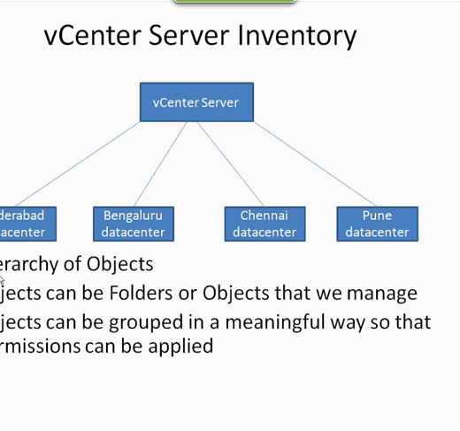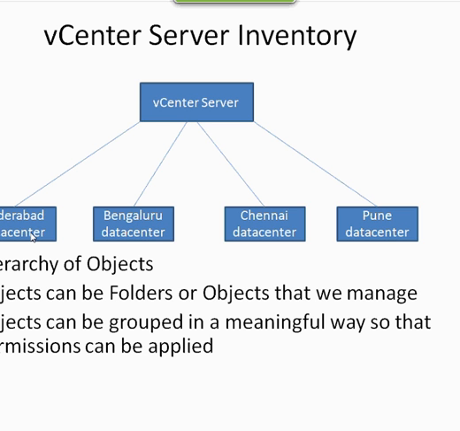So if you see this hierarchy of objects, vCenter inventory is nothing but a hierarchy of objects. The objects can be folders like a data center, or the objects that we manage, like hosts and virtual machines. Now, why are we grouping them in a meaningful way? We are grouping them so that we can manage them by assigning certain permissions, so that permissions can be applied, and so on.